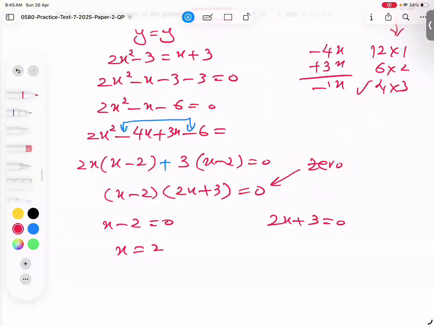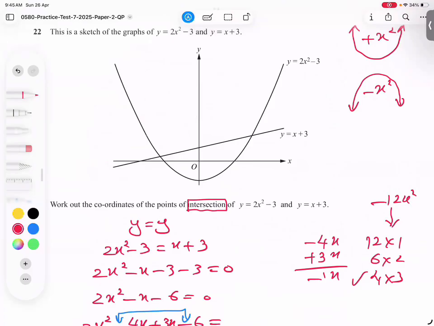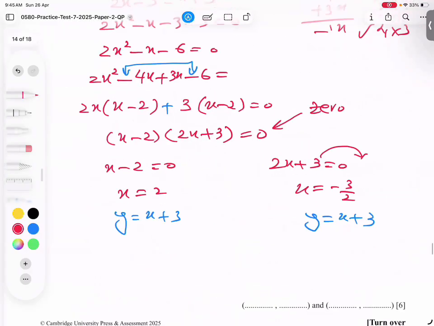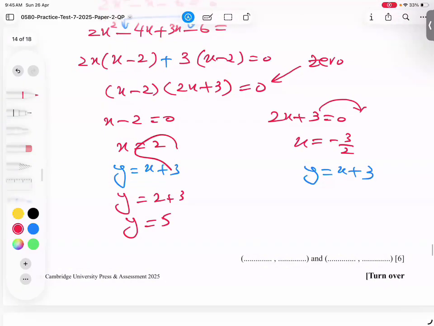2 goes there, I got positive 2; 3 goes there, negative 3, and 2 divides. We're getting x equals 2 and x equals negative 3 over 2. But we need coordinates, so the y value also. I can put in any one, but I use the line y equals x plus 3. Let me check again. Yes, correct. So plug in 2 here, I get 2 plus 3, and I got a 5. It means x is 2, y is 5.